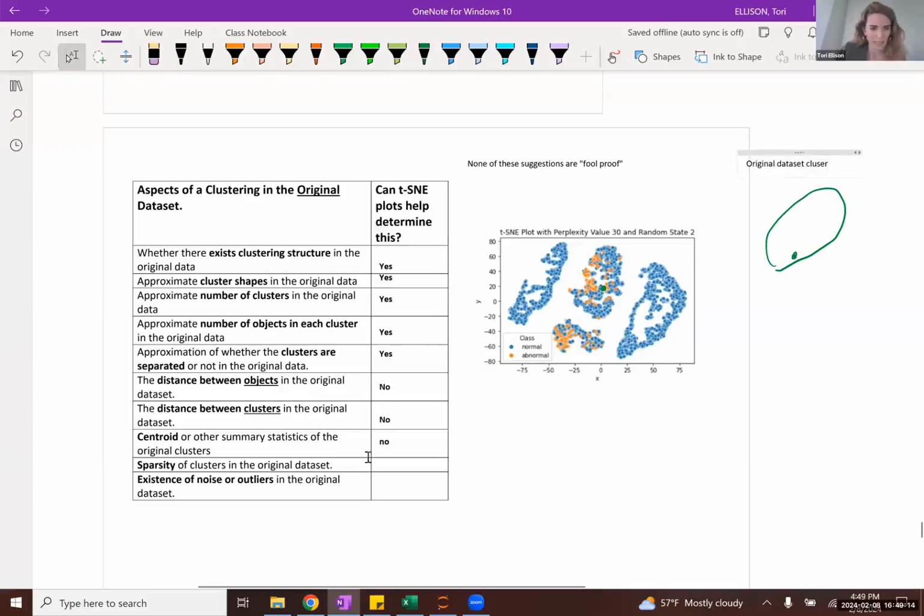Okay. Similarly, you cannot determine sparsity of the clusters. For instance, just because these clusters look like they have the same sparsity does not necessarily mean that the clusters in the original data set all have the same sparsity. And then finally, you cannot detect the existence of noise or outliers based on what you see in a TSNE plot. Okay, it's a little bit rushed, but any questions on that?